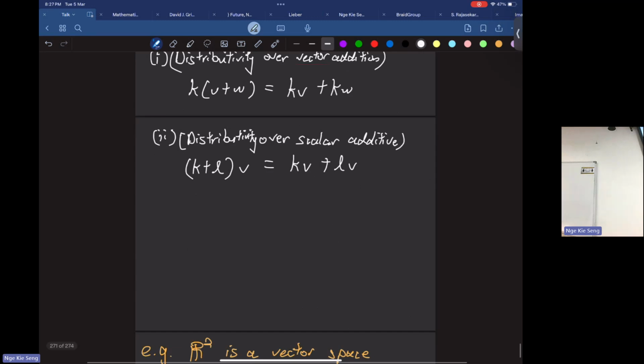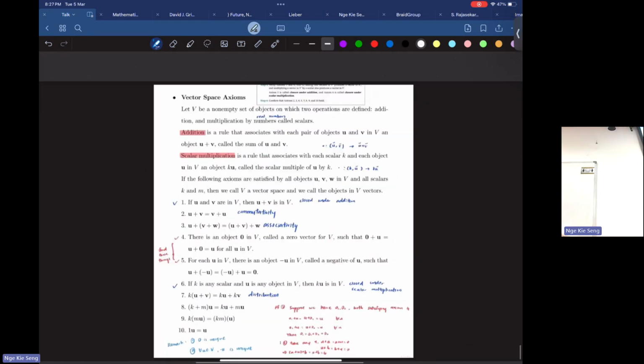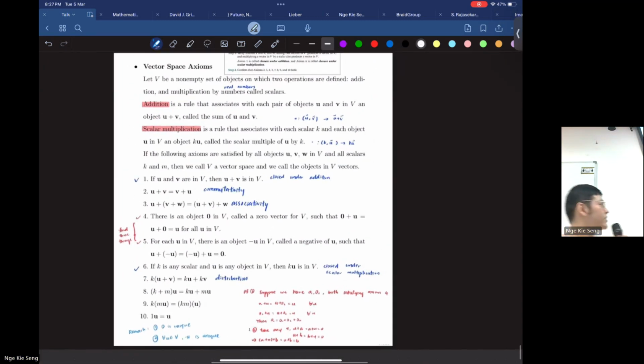There are 10 of them. So if you have U and V in V, U plus V is in V. Closed group. U plus V equals V plus U. Commute. U plus V plus W equals U plus V plus W. This is associativity. And then this is object zero, the identity. And then negative U, the inverse.